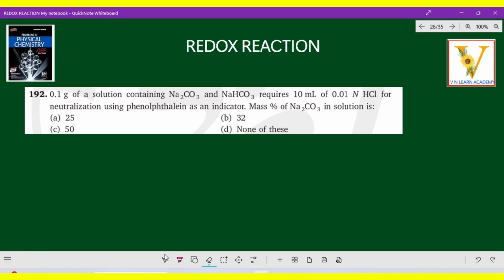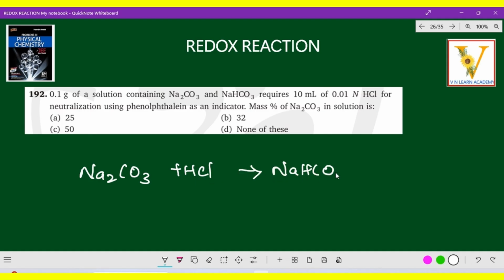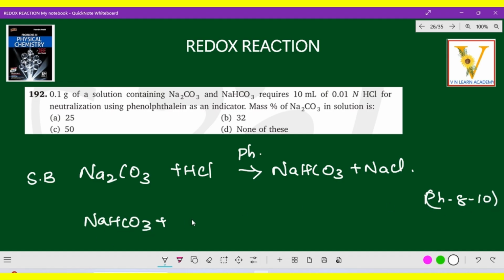First and foremost, Na2CO3 combined with HCl gives NaHCO3 plus NaCl. This is a strong base, so we use phenolphthalein indicator, whose pH range is 8 to 10. Now NaHCO3 combined with HCl gives NaCl plus H2O plus CO2.